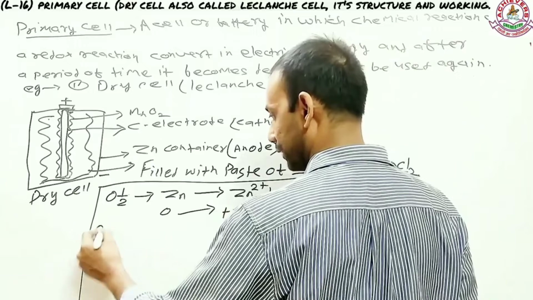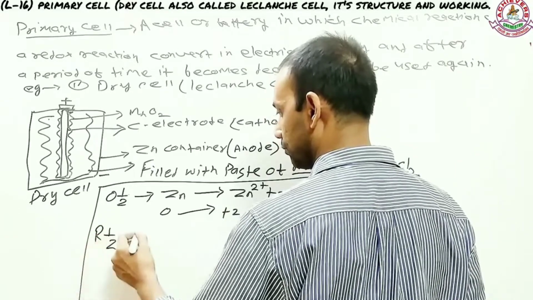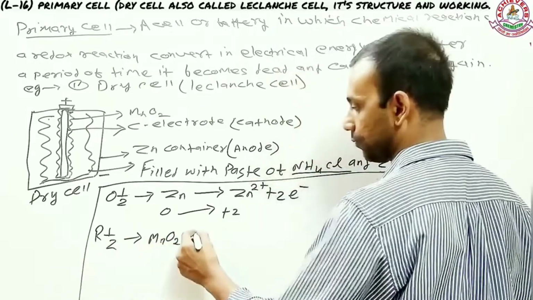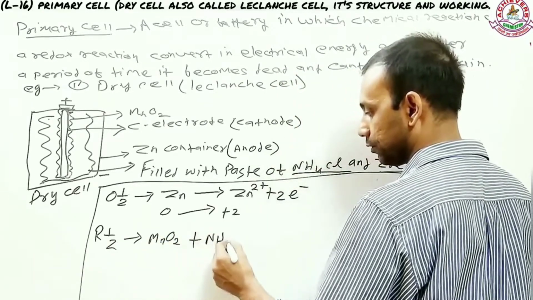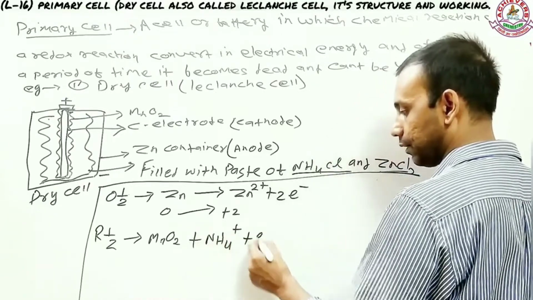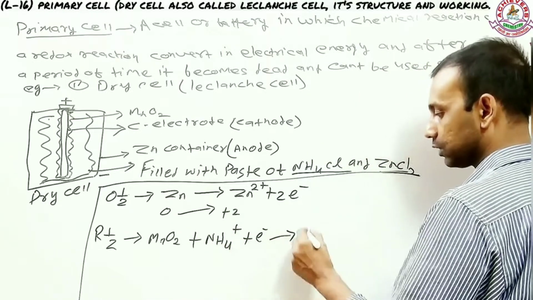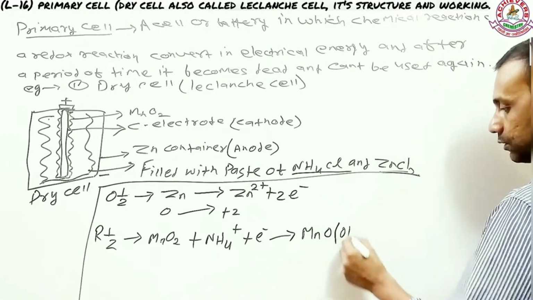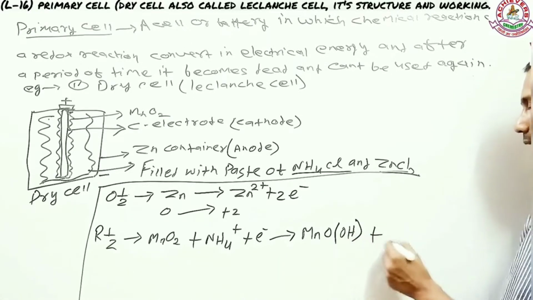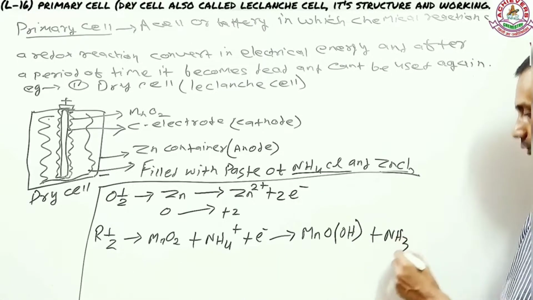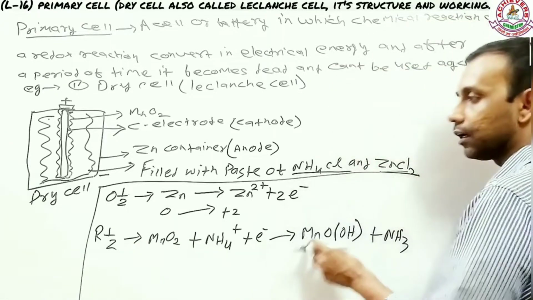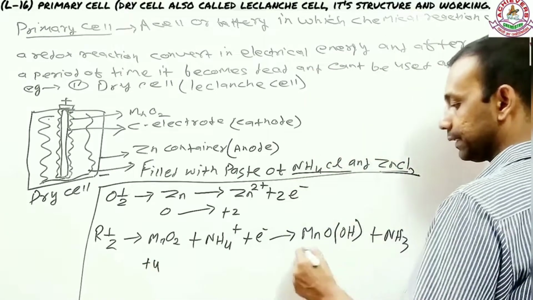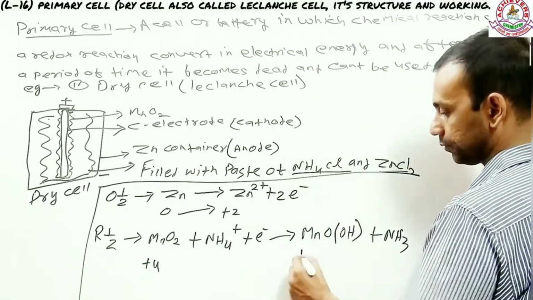And the second reaction, that is the reduction half reaction, which takes place for MnO2, manganese dioxide. It reacts with ammonium ion and electron, and it's converted into manganese oxide hydroxide, and along with that ammonia is also produced. So this is your reduction half reaction. Let me write the oxidation number. There the oxidation number of Mn is +4, but there it is +3.